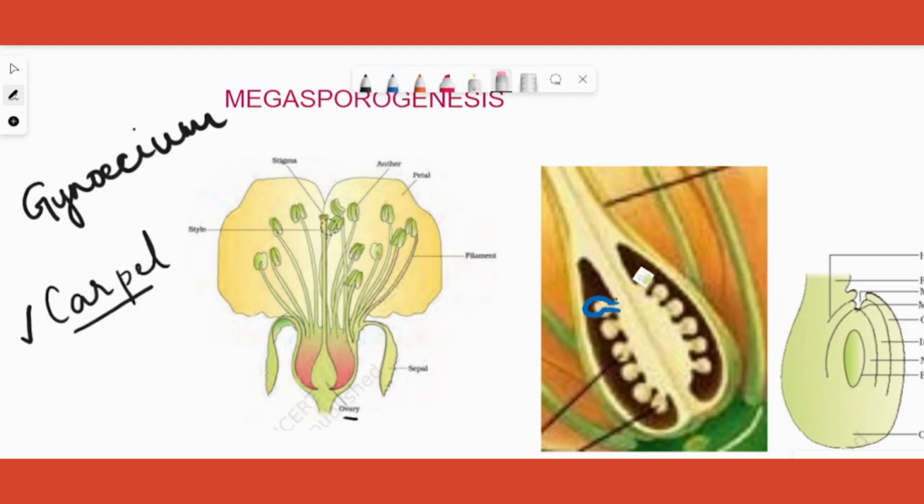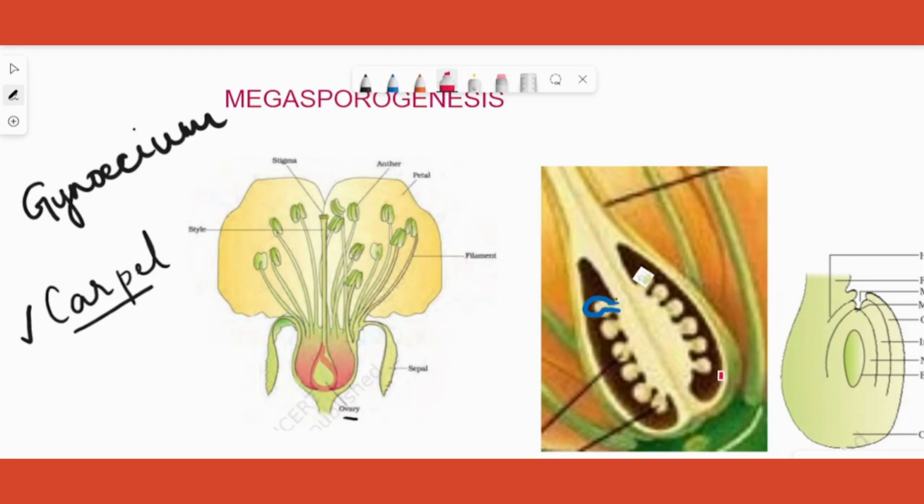You know, the stigma is a landing place. This part is the landing place of the pollen. Style is just a part that connects these two, and the ovary is the hero right now. When you look at this bulged part, the ovary, we need to go inside and see what is inside. So it looks like so. This is the cross section of an ovary.